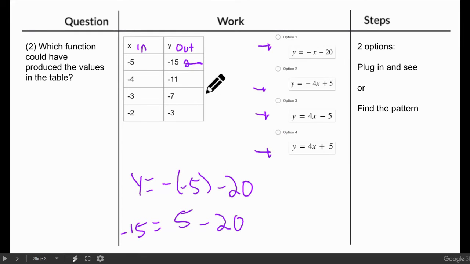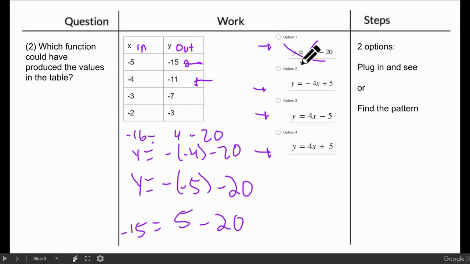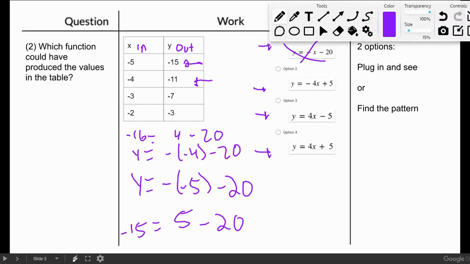And then we could just plug in the next one and see if it fits. So we plug in negative 4, right? So it'd be y equals negative negative 4 minus 20. Negative times a negative here is positive 4. Minus 20 is negative 16. That does not match up with this, so we know option one doesn't count. Now we could really just do that with each of them if we wanted to.